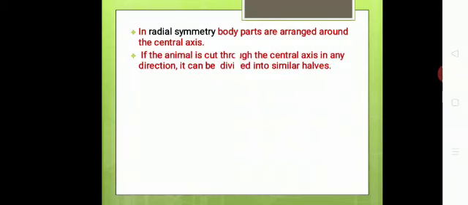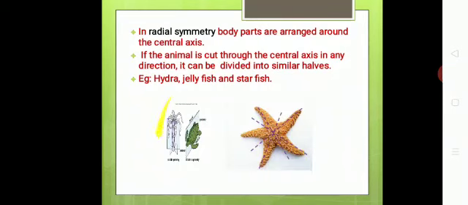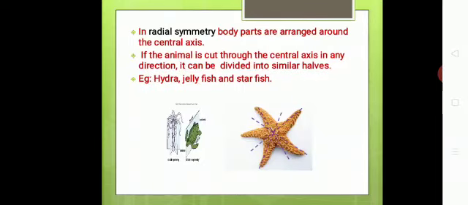First, radial symmetry. The body parts are arranged around the central axis. If you cut the animal through the central axis in any direction, it can be divided into similar halves. For example, we have hydra, jellyfish and starfishes. You can see the picture of hydra here. For a clearer picture, you can see this starfish. If you cut through the central axis in any direction, you will get equal halves. That we call radial symmetry.